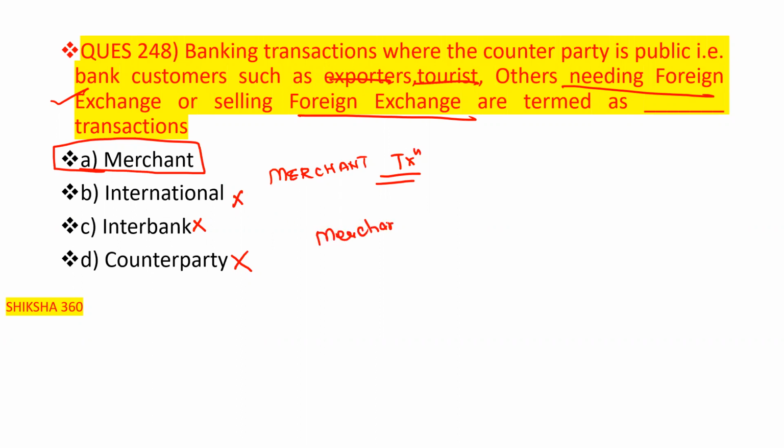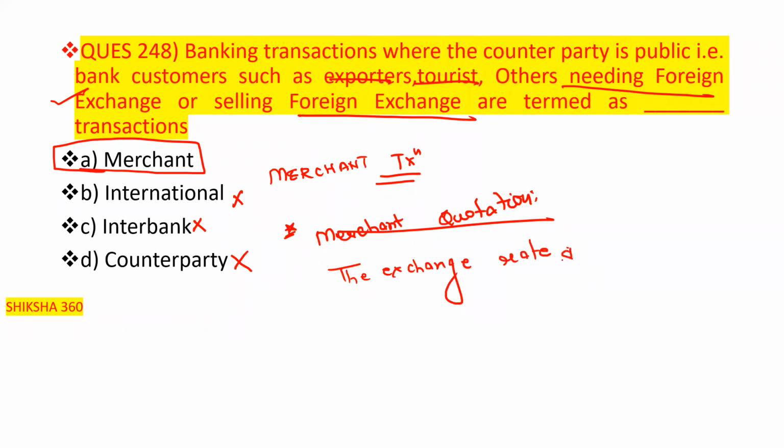What is merchant quotation? Can anyone tell what that is? Basically, the exchange rate in the merchant quotation shall be quoted in direct terms. The exchange rate shall be quoted in direct terms in the merchant quotations. So what is the meaning of direct terms?